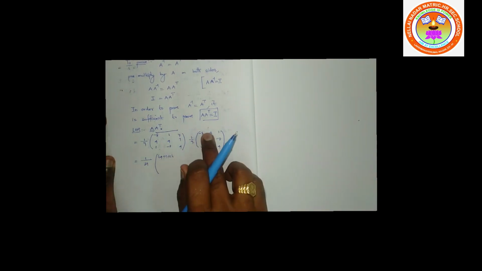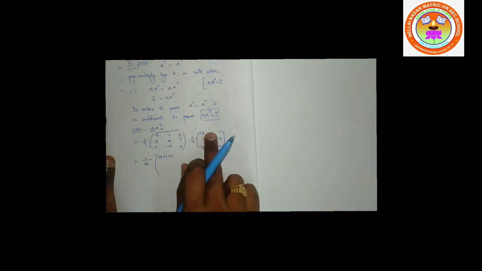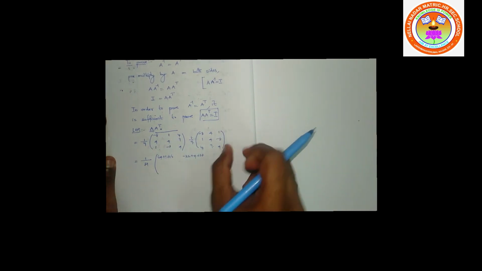Minus 8 into minus 8, which gives plus 64. 1 into 1, which gives plus 1. 4 4s are 16. This is over. Next, first row is multiplied with the second column. Minus 8 into 4 gives minus 32. 1 into 4, which gives 4. 4 7s are 28.